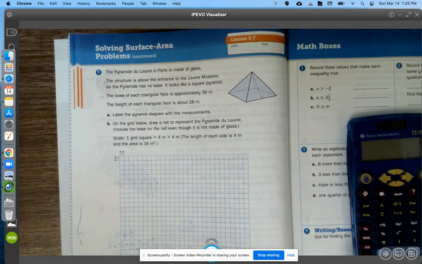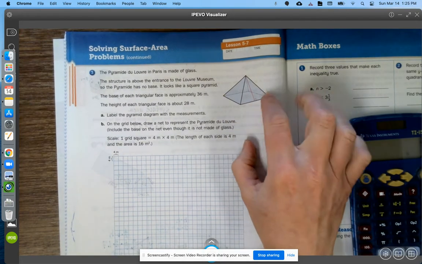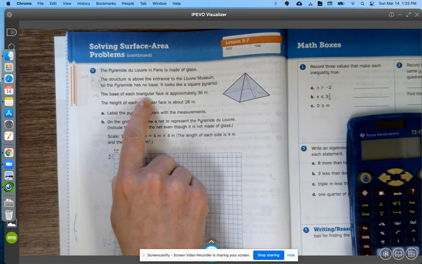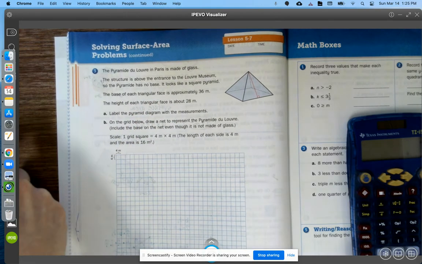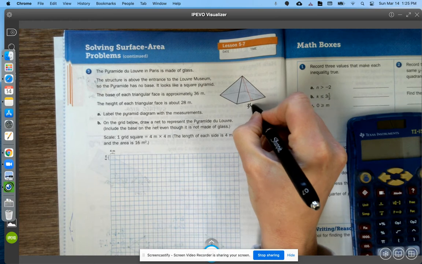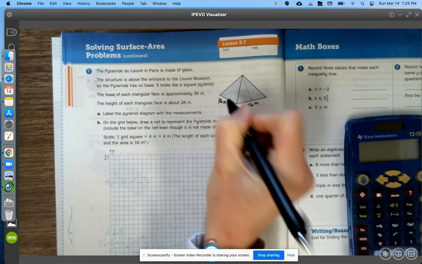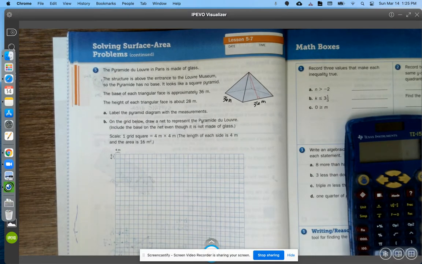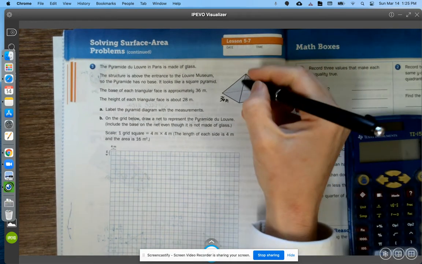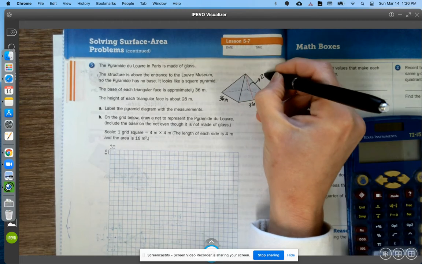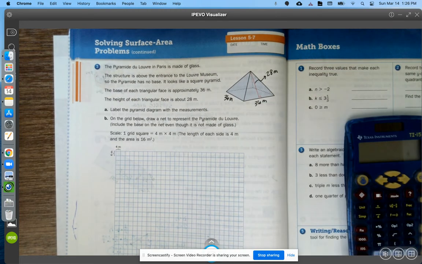So this is actually an opening, and they've got this big glass pyramid on top of their entrance, is what they're saying. So it says the base of each triangular face is about 36. So we're going to call this 36 meters. And it is a square, so that's going to be 36 meters all the way around there. And it says the height of each triangular face is 28 meters. So the height going up here is, and I'm just going to do a little thing, 28 meters. That's the height. Okay.